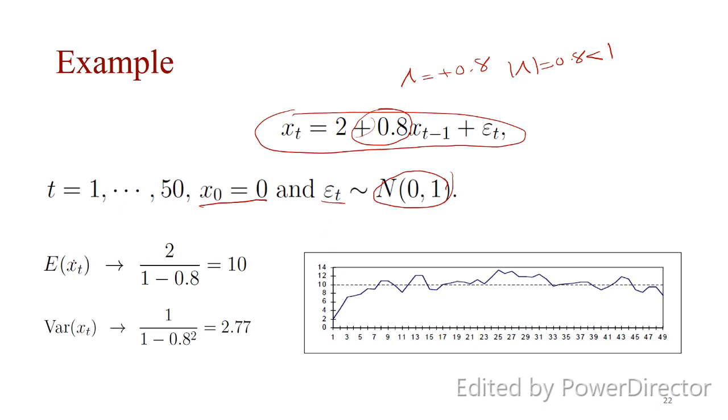You can see that E of xt, what did we say about it? It's equal to alpha over 1 minus lambda. What is alpha? Alpha is equal to 2. Here this is our alpha, this is our lambda. So alpha is equal to 2, so it's 2 over 1 minus lambda, 0.8, which is equal to 10. And as you can see, if we simulate the process, what is the mean of the process? The mean of the process is 10. And the variance is 2.8. So how far the points are from one another is about 2.77, somehow.